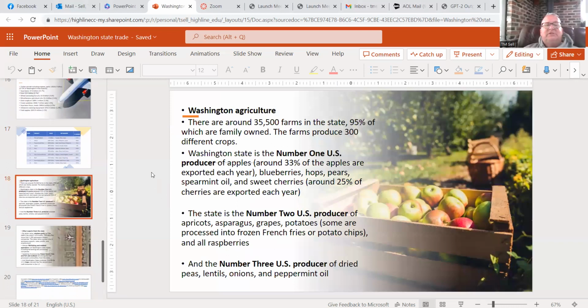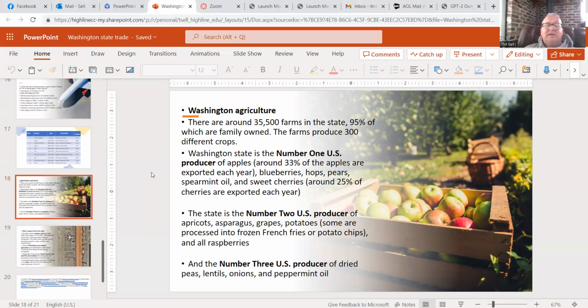Now, here again, just to think about the farms for a minute. 35,500 farms in Washington state, 95% of them are family owned, with 300 different crops. And I like this list because it just talks about how good farmers here are at producing a number of things. Number one producer of apples, blueberries, hops, pears, spearmint oil, and sweet cherries. Number two producer, apricots, asparagus, grapes, taters, and raspberries, right? Raspberries don't just grow anywhere, and we grow a bunch of them. Number three producer of dried peas, lentils, onions, and peppermint oil.